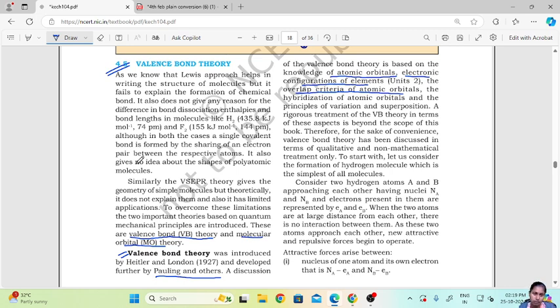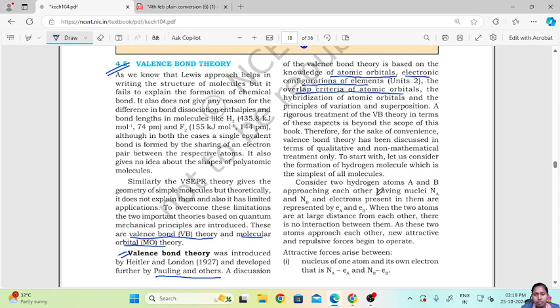Therefore, for the sake of convenience, in this topic we will only discuss a qualitative and non-mathematical treatment. We will just roughly define, non-mathematically, what valence bond theory is, how exactly it operates, and some terms involved in it. Because if we want to do a deep study on valence bond theory, it will go a long way, so for convenience we will restrict it to a rough introduction.